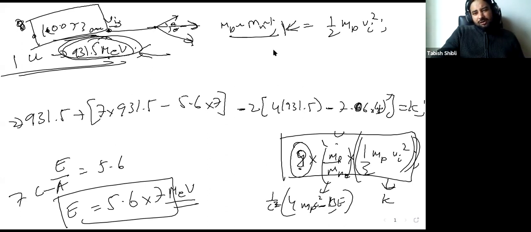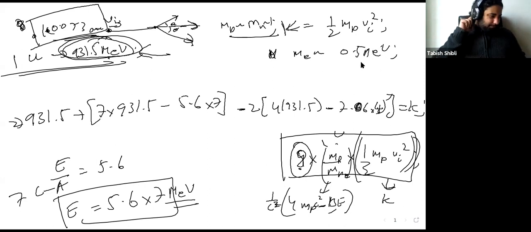Similarly, there are other numbers also. So, for example, if you need the mass of the electron, it's around 0.5 MeV. Mass of the proton is essentially this, and mass of the neutron is also essentially this.